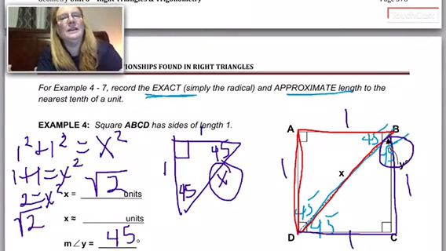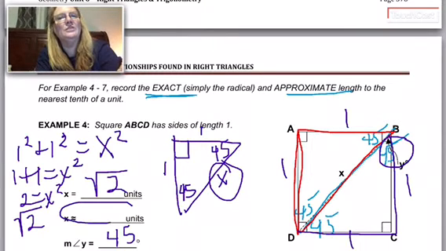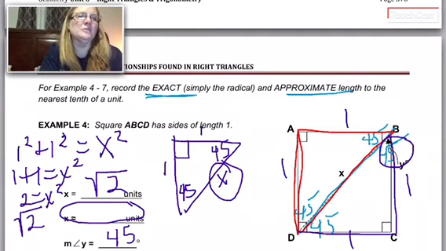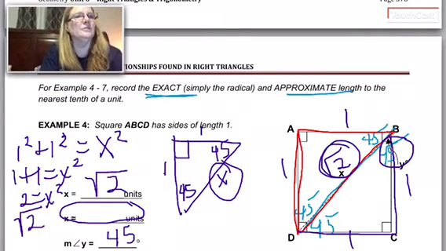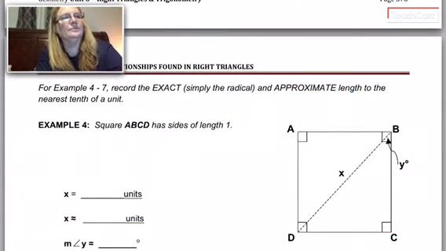And I actually don't have my calculator with me, so if you put that in your calculator, you'll get an approximate answer. It's probably about 1.4 something, but anyway, let's just worry about the exact answers. So the square root of 2 is the length of this hypotenuse. Okay, let's look at the next one.